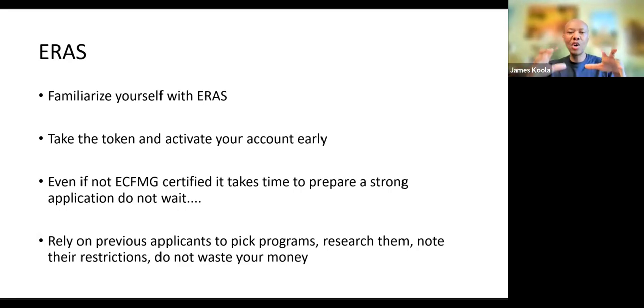So rely on previous applicants to pick programs. If programs have filters, I'll tell you, and money is scarce, so don't waste your money. Before you put in an application, you research the programs. You see, do they take international medical graduates? Are there people like you in that program? Or is the last IMG they took from the 1970s? What do they say in their broad scheme of things?